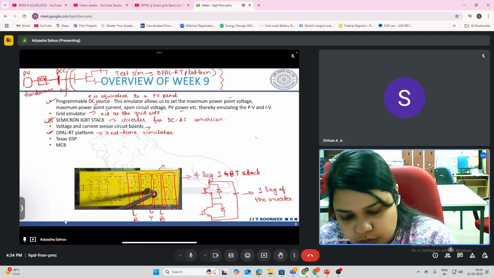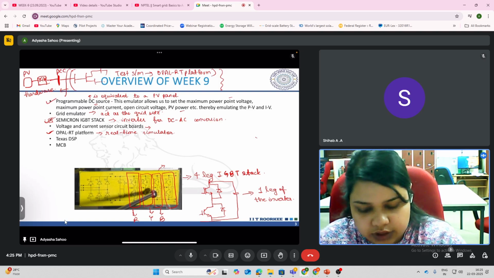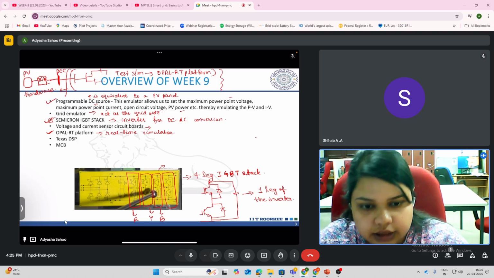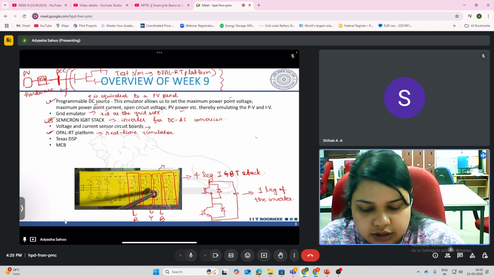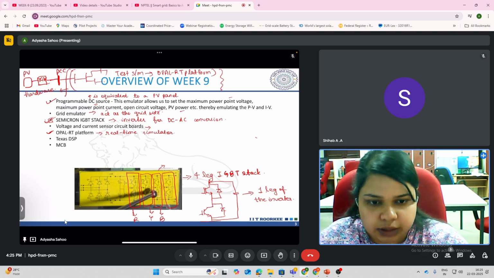So up to before this PCC, all components are actual, but the test system is fed into this OpenRT platform, and then we perform the simulations. So that's why we are calling it a real-time simulator. Now, if this setup works fine, then we do the field deployment.